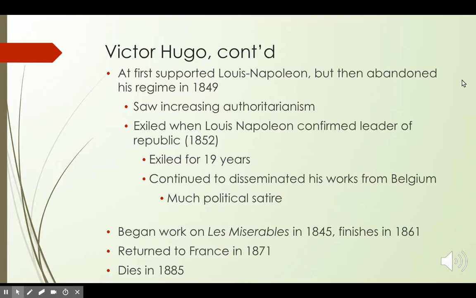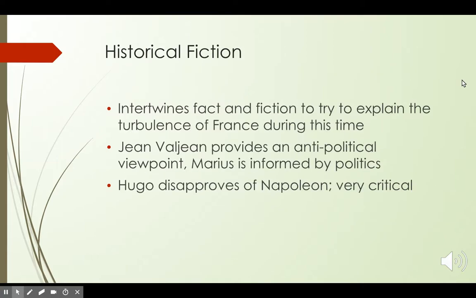Even in exile, Hugo continued to send out his work from Belgium. He writes a lot of political satire, which makes fun of the current regime in power. He had started working on Les Miserables back in 1845, but wrote much of it while in exile. Quick note, Les Miserables is not a political satire. Hugo doesn't even finish it until 1861. Makes sense for a 650-page book. Don't worry, we're reading the abridged version, which is under 400 pages. It's good, I promise. Anyways, Victor Hugo is eventually able to return to France in 1871, and he died in 1885. So what's the genre of this book?